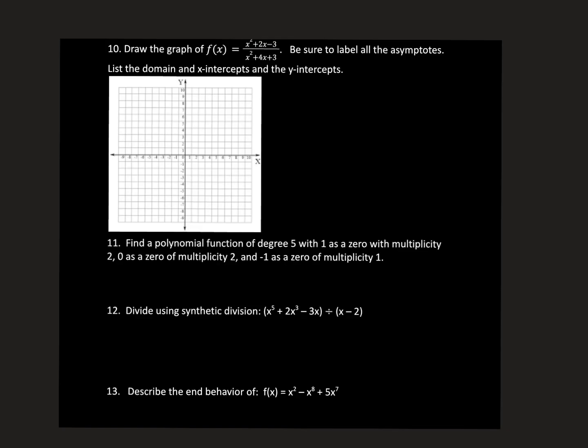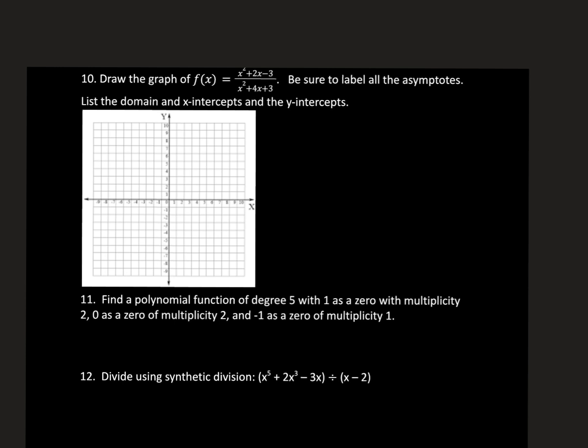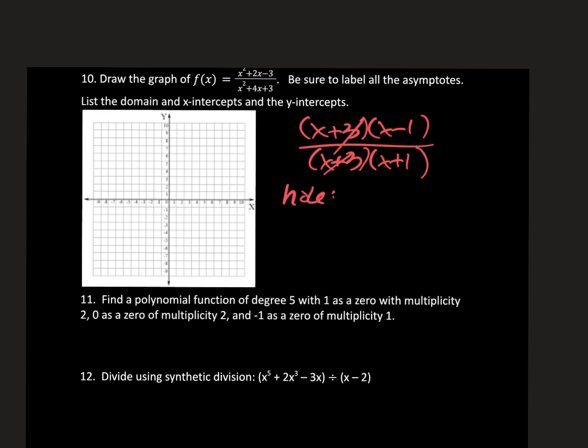Okay, 10 is the same kind of problem, so I'm going to factor again. I'll factor the numerator, x plus 3, x minus 1, factor the denominator, x plus 3, x plus 1, again, those cancel. Because it cancels, that means there's a hole at -3. There's a vertical at -1. Horizontal, the degrees were the same, so you do leading over leading, which is going to be 1, so it's y equals 1. Let's go ahead and graph those.